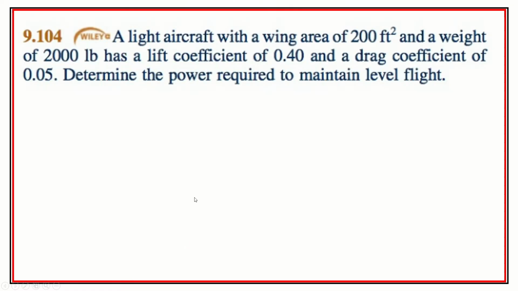All right, so here's another example. This comes out of Munson's book. A light aircraft with a wing area of 200 square feet and a weight of 2,000 pounds has a lift coefficient of 0.4 and a drag coefficient of 0.05. Determine the power required to maintain level flight.